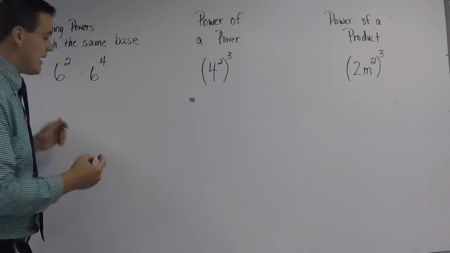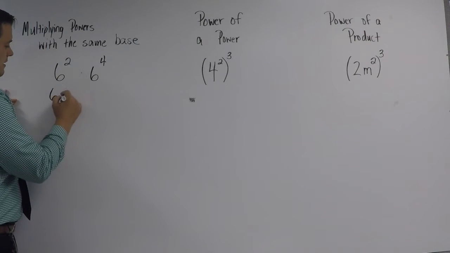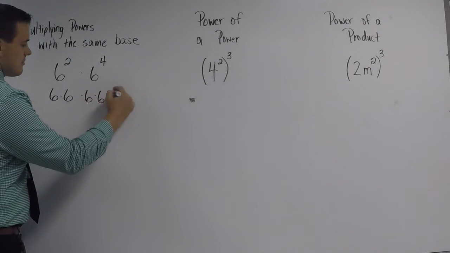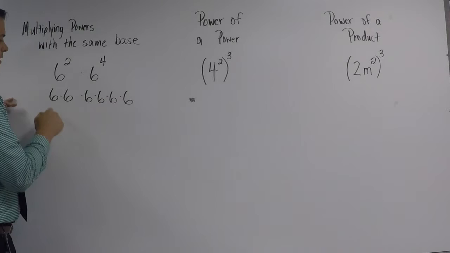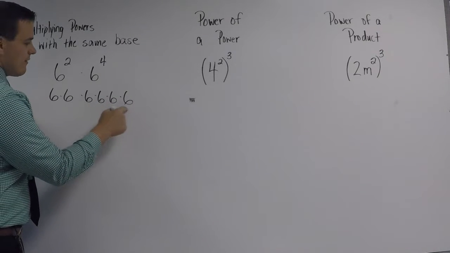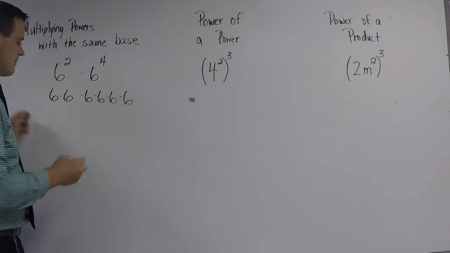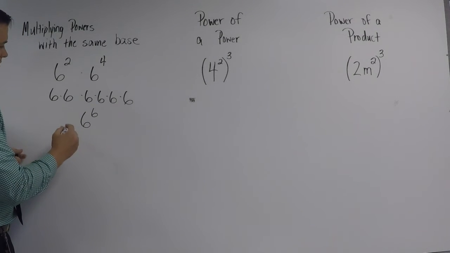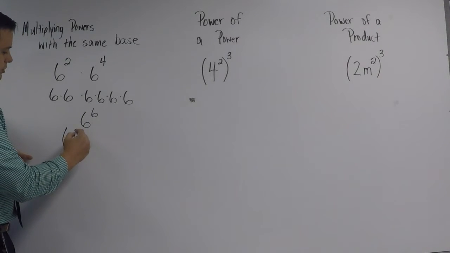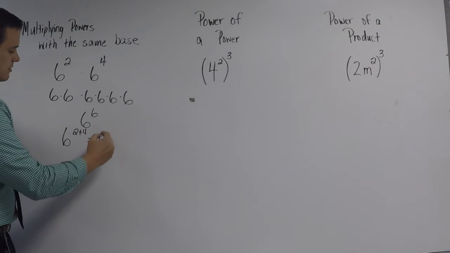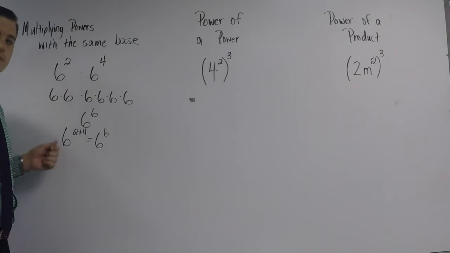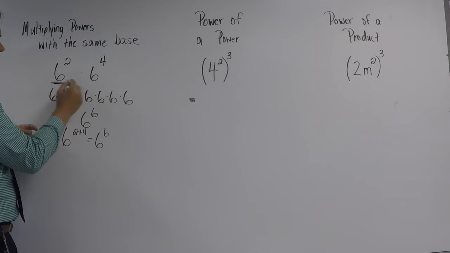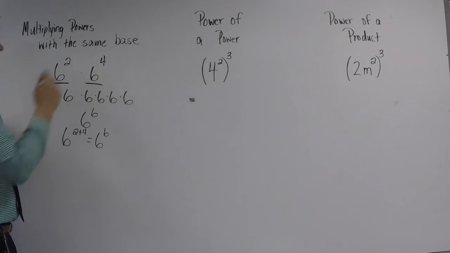If I take it to expanded form, it looks like this: 6 times 6, which is here, and then 6 times 6 times 6 times 6. 1, 2, 3, 4, 5, 6. 6 factors of 6 makes that 6 to the 6th power. Or simply just say 6 to the 2 plus 4, which is equal to 6 to the 6th power. So anytime you're multiplying numbers with exponents and they have the same base, you can just simply add the exponents.